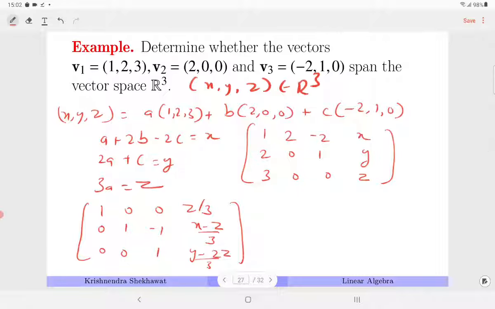The only thing to observe here is that the rank of matrix A is equal to the rank of the augmented matrix AB, which means the system is consistent, and this is also equal to n, so it has a unique solution. That means a, b, c will get some values, and therefore the system is consistent, and therefore every vector of R cube can be expressed as a linear combination of V1, V2, V3. We just have to follow the definition, try to understand the question, and you are done.